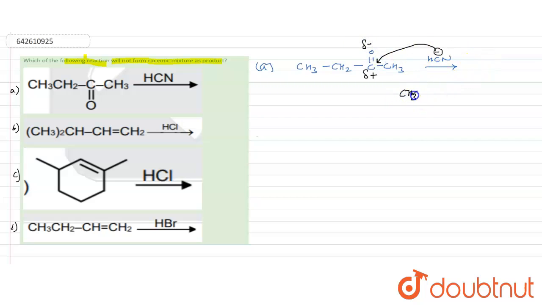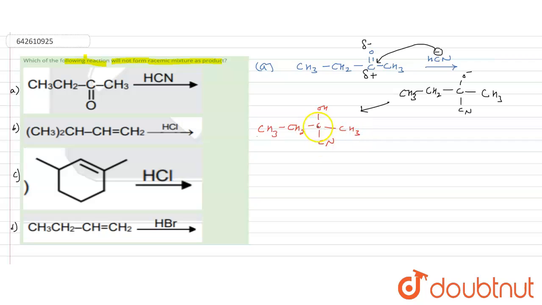The product will be CH3, CH2, CO negative, CH3, with CN here and CH3 here. If we add H plus here, this H positive will be abstracted, so the product will be like this: CH3, CH2, C, OH, CH3, and it is CN.